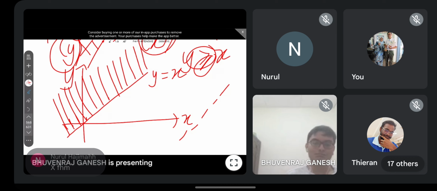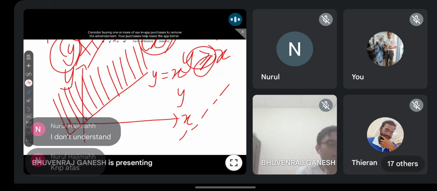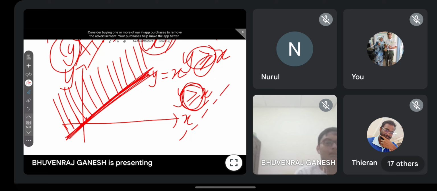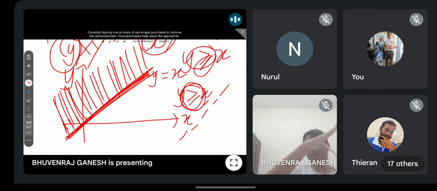Bahagian mana tak faham? Which part? This one is y greater than or equal to x. Oh, this one. Sebab lebih besar, kamu kena tutup kat bawah ni. Anggap ni sebagai barrier kamu. Okay, jadi lebih besar maksudnya ke atas. When it's greater than, you must shade on top. Atas tu maksudnya macam ni. Bukan atas macam ni. Okay, atas dia condong sikit macam ni. Can you understand?